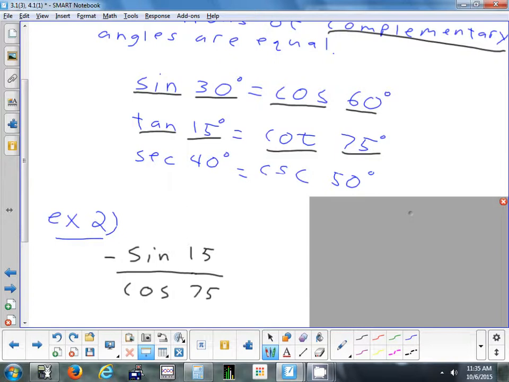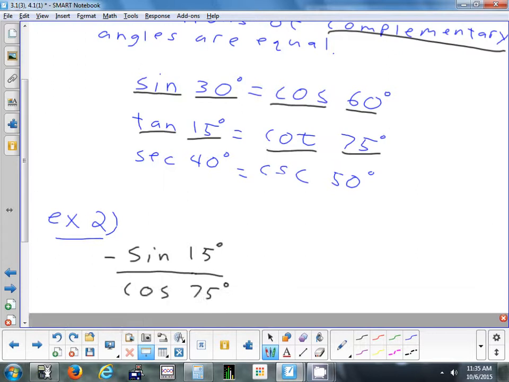So now I want to use that idea to simplify this. I've got the sine of 15, negative sine 15, divided by cosine 75. Okay, this problem is set up very special. What are sine and cosine? Yep, those are cofunctions. What's 15 and 75? Those are complementary angles. So what does that mean? Sine of 15 and cosine of 75, these two things are the same. This and that are the same thing.